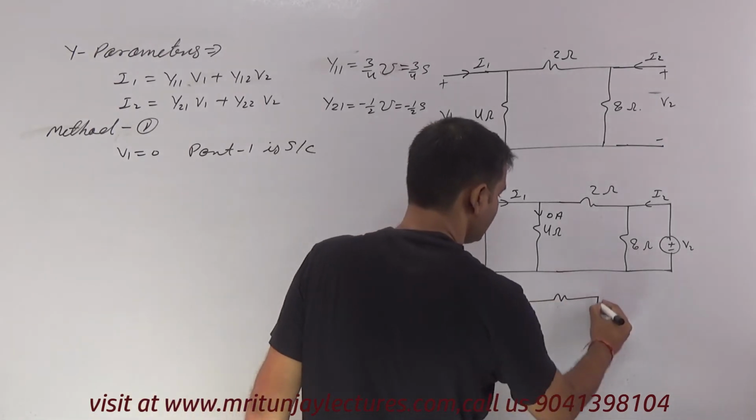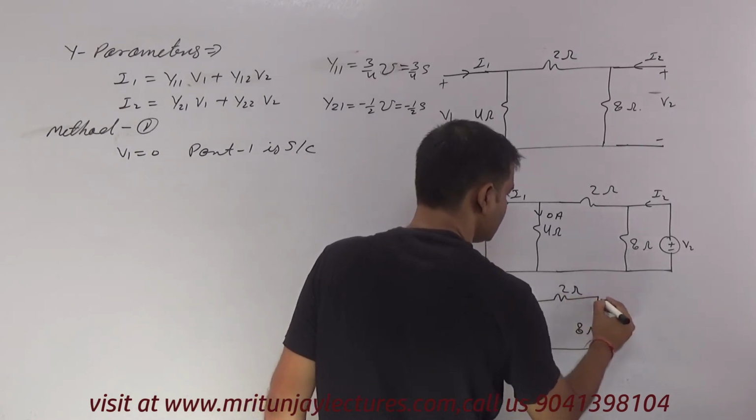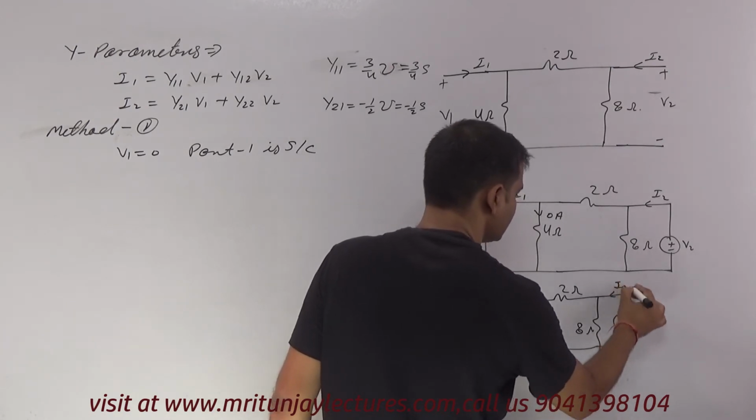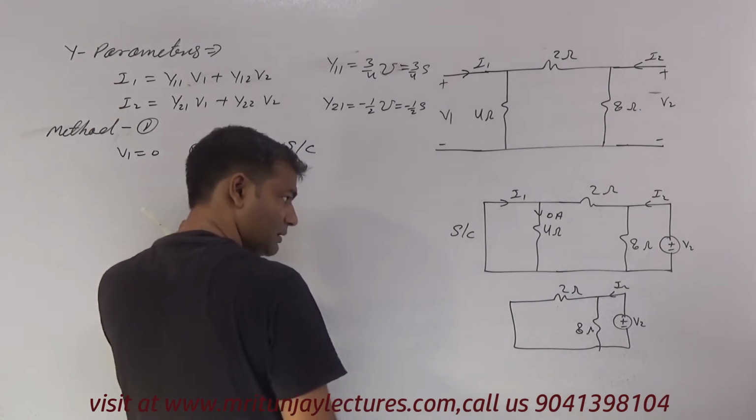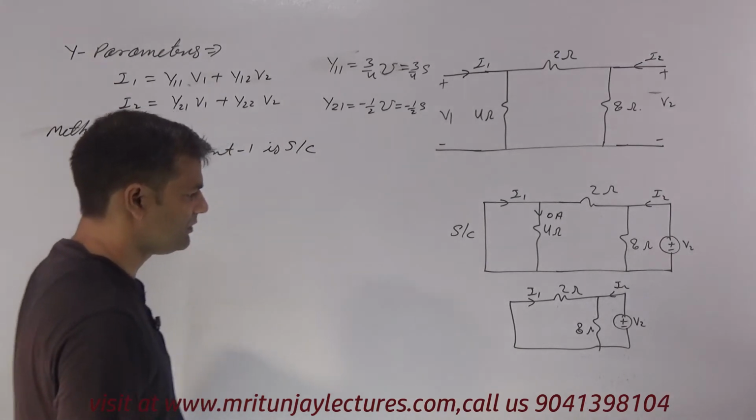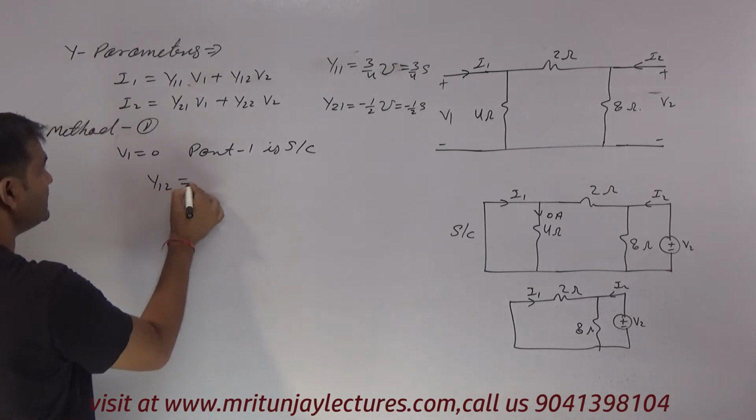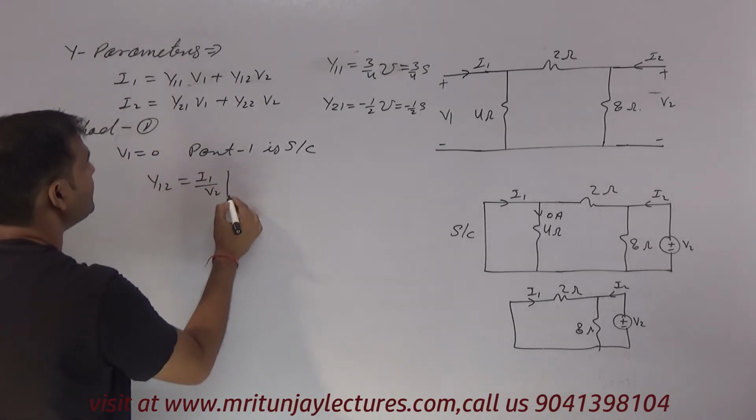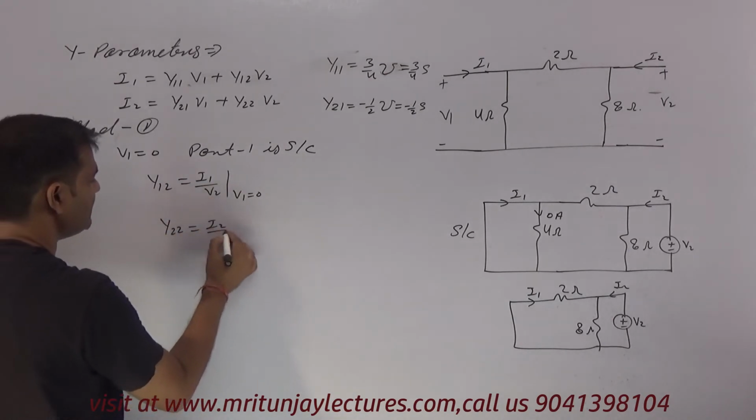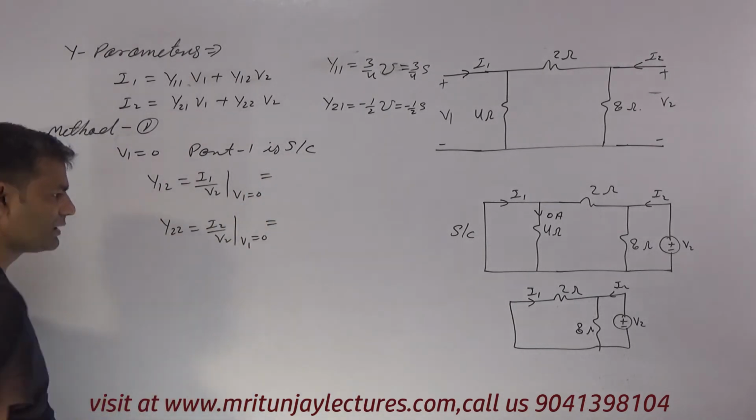So make 2 ohm, 8 ohm, with plus minus V2 and here I2, and that is I1. First of all, our motto is to determine Y12, which equals I1 divided by V2 at V1 equal to 0, and Y22, which equals I2 divided by V2 at V1 equal to 0.